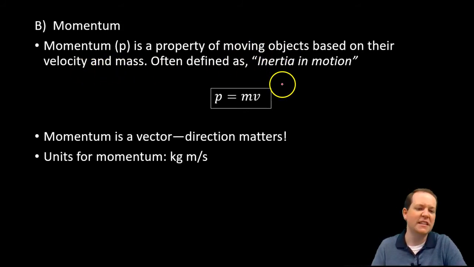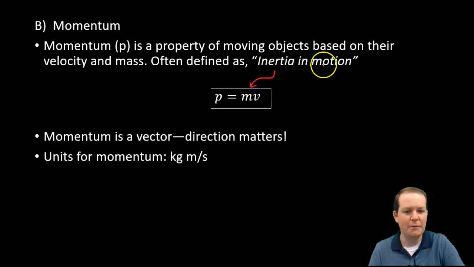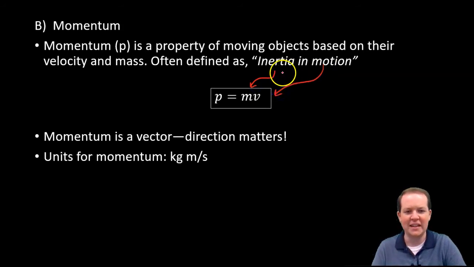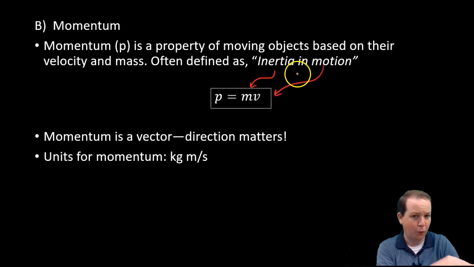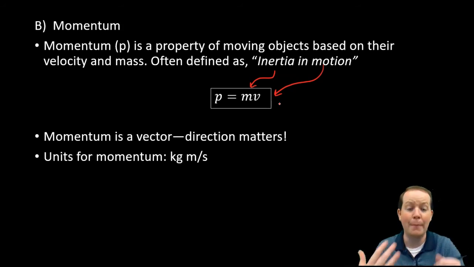Often if you read physics textbooks, it's defined as inertia in motion. Inertia relating to the mass, and motion, of course, relating to the velocity. This is, I don't know, it's kind of roll your eyes adorable, but it's not really important. Okay? It's a property that moving objects have. Moving objects have this thing known as momentum.